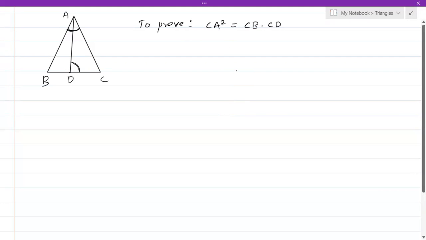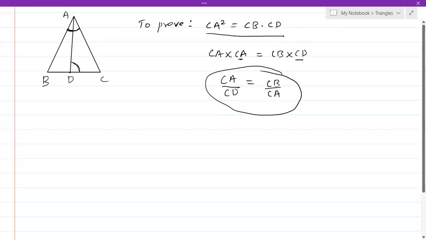Now, to prove this, just observe, let me write the CA square as CA into CA, CB into CD. Now, I'll transpose one of the CA to the other side, and from these two, I'll get CD to the left hand side. So it will become CA by CD is equal to CB by CA. If you cross multiply, CA into CA, CA square, CB into CD, we will get back the same thing. So if we prove this stuff, we will get this, isn't it?